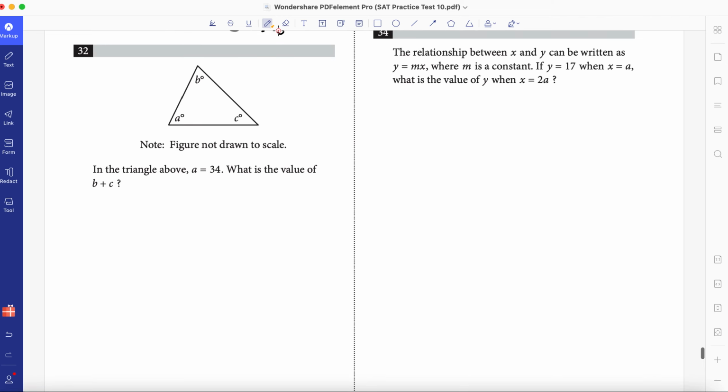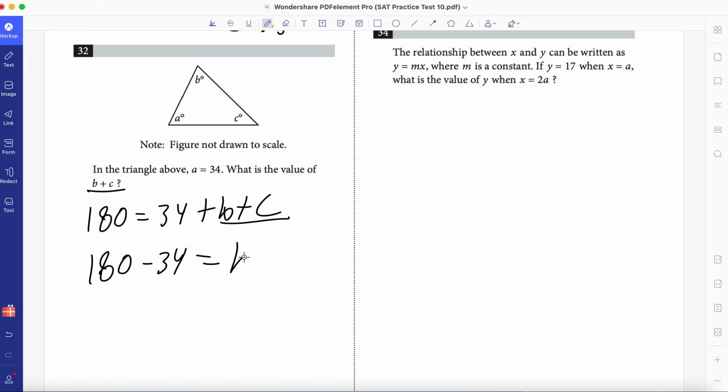For this one, we know that the interior angles of a triangle equal 180. If A equals 34, then 180 is going to equal 34 plus B plus C. B plus C, that's what we want. 180 minus 34 is going to equal B plus C. Off the top of my head, what's that going to be? 146 degrees is going to equal B plus C.